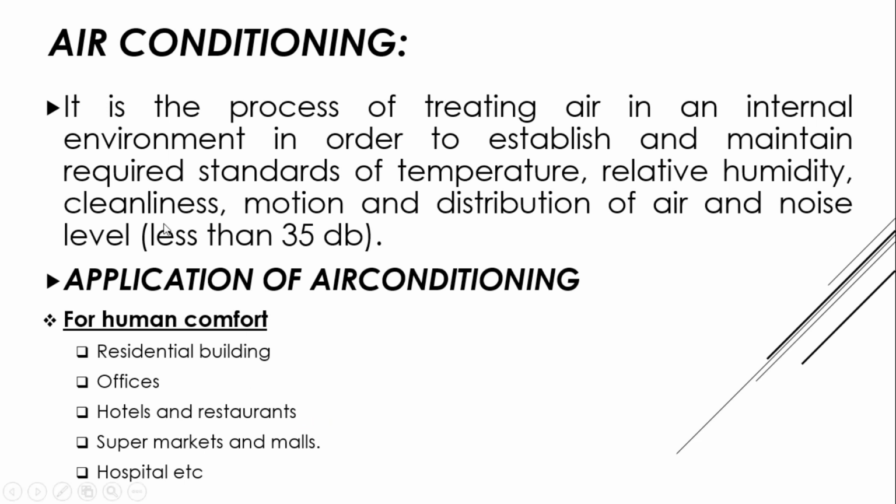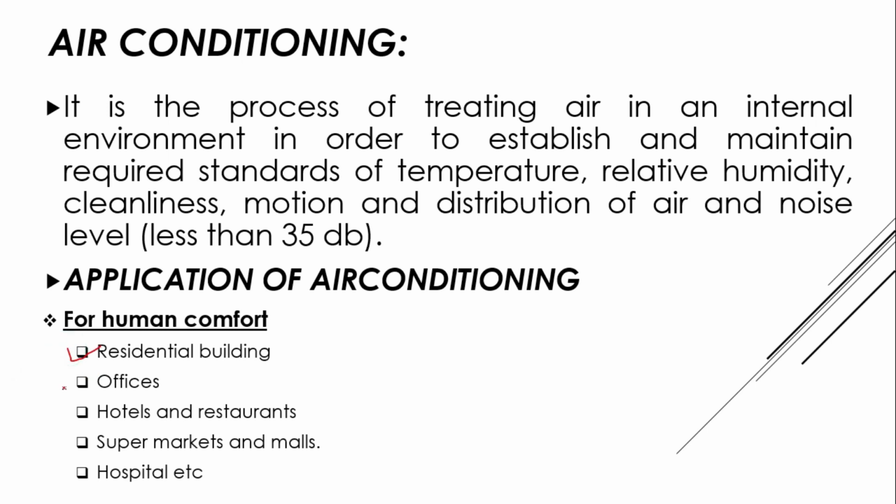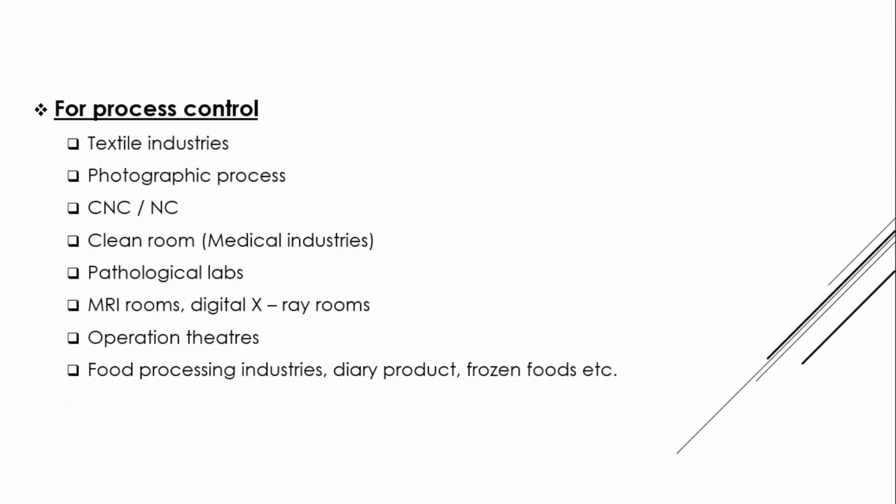As you can see, this is the air conditioning system. I already explained this. So now I am going to explain the application of air conditioning systems for human comfort. We are using this HVAC system for residential buildings, offices, hotels and restaurants, supermarkets and malls, then hospitals. For human comfort applications, we are using HVAC in these places. So next application is for process control.